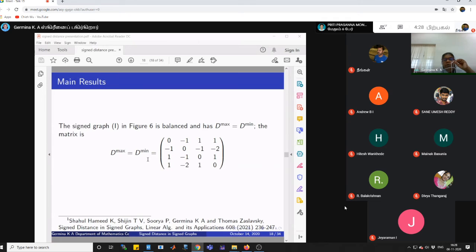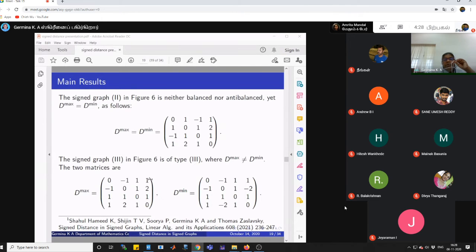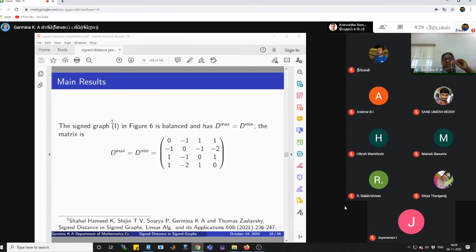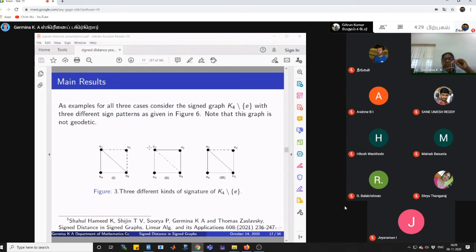So figure 1 gives you D max equal to D min case, and it is balanced also. In graph 2, it is neither balanced nor anti-balanced. Let us have a look at the graph. See, there is a negative cycle, so that is not balanced.